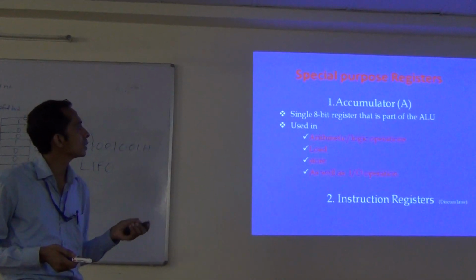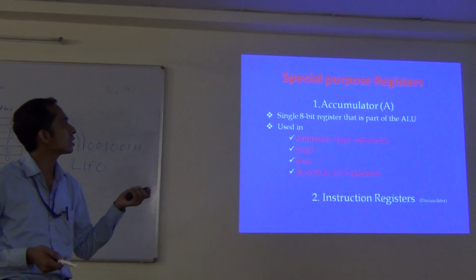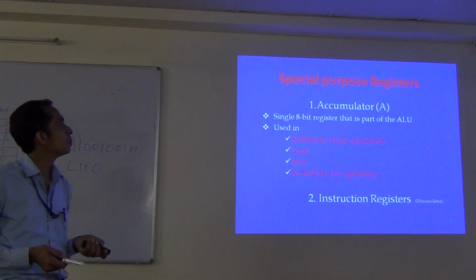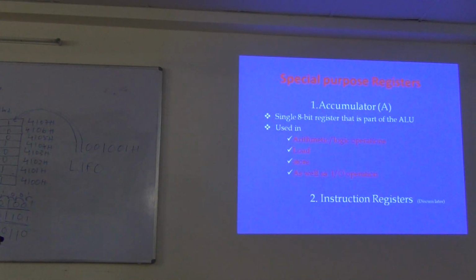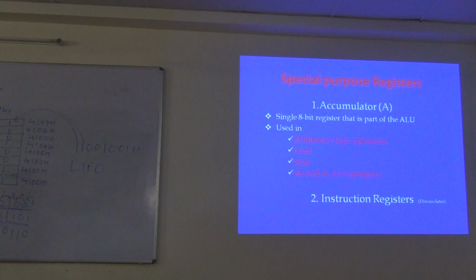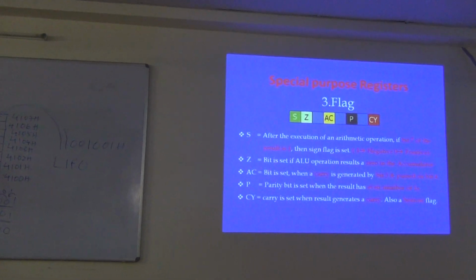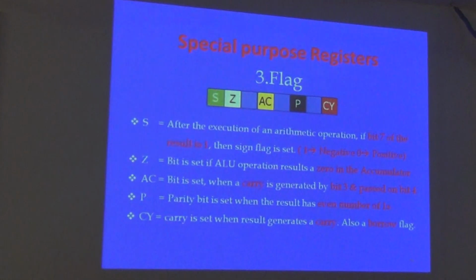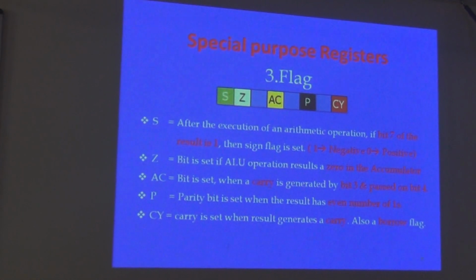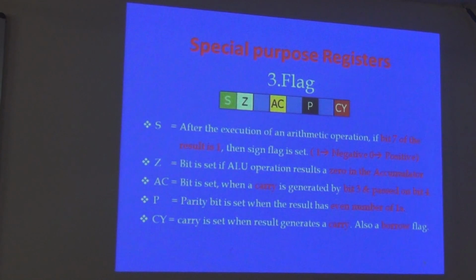If I go furthermore about the special purpose registers, the accumulator is useful for which purpose? It is useful for arithmetic logic operations. It is used to load and store the data or the intermediate result or the final result for temporary operation. And the instruction register is useful for holding the instruction during the fetch cycle operation. The special purpose registers include the status flag, etc.